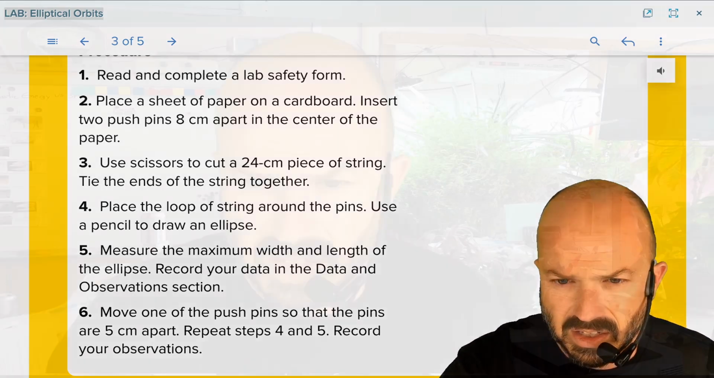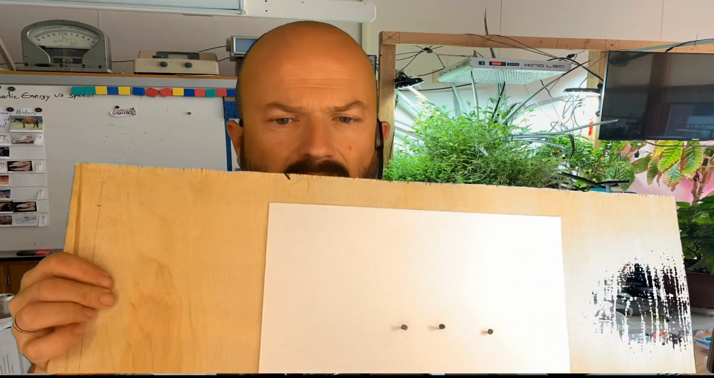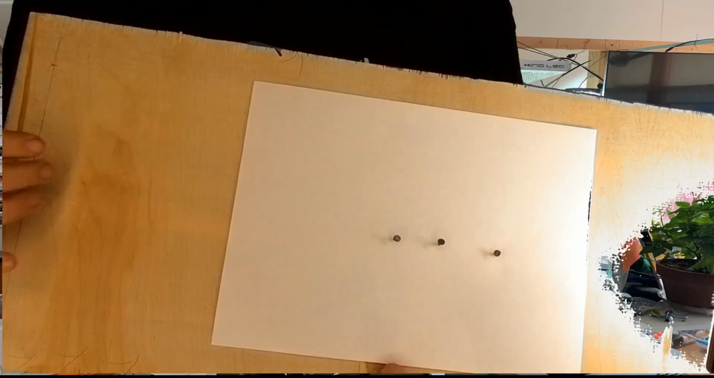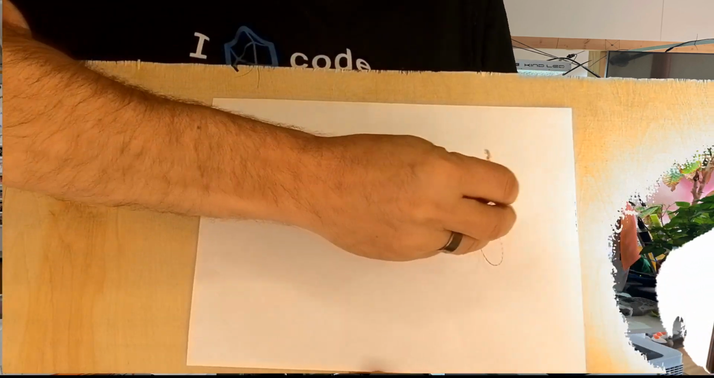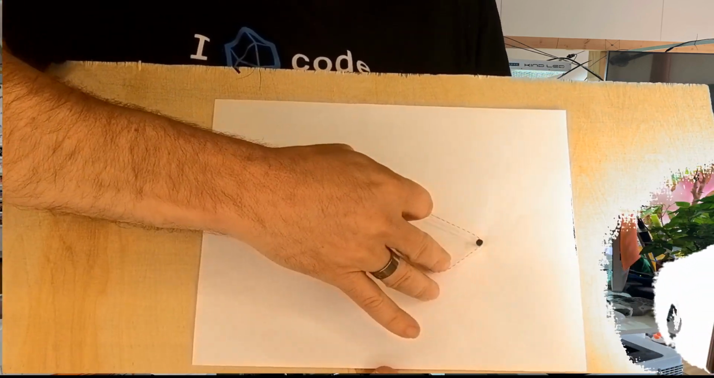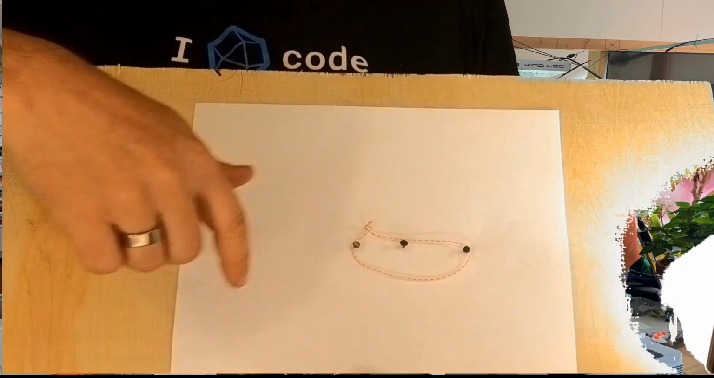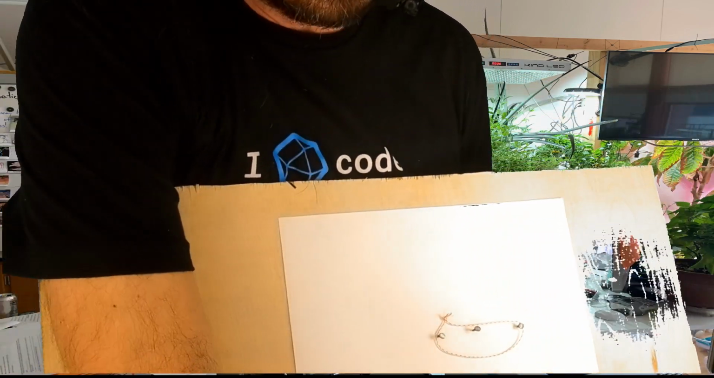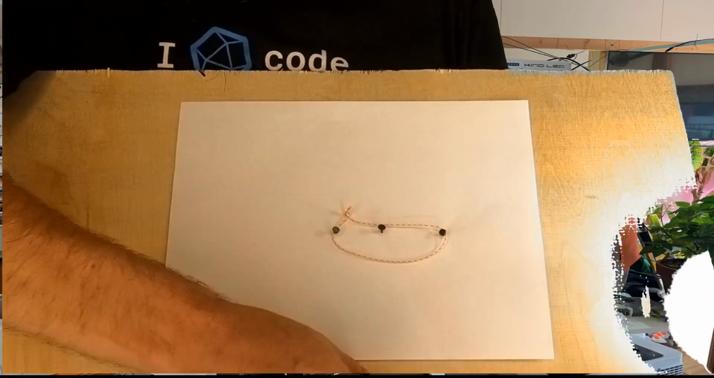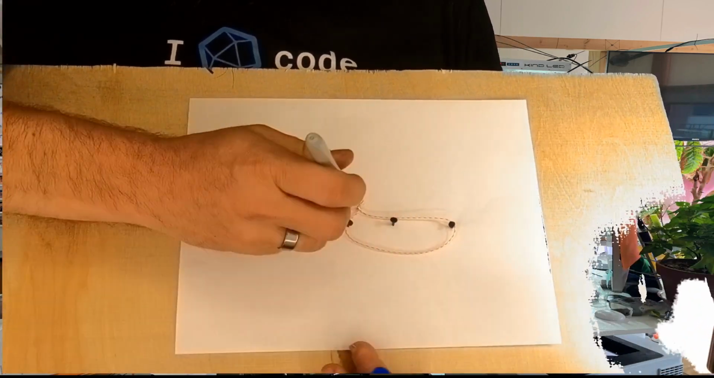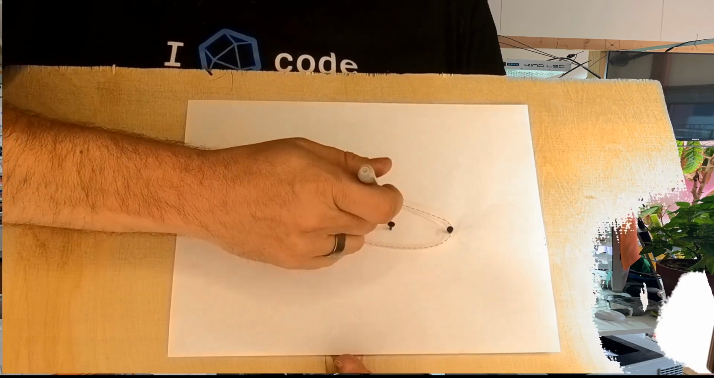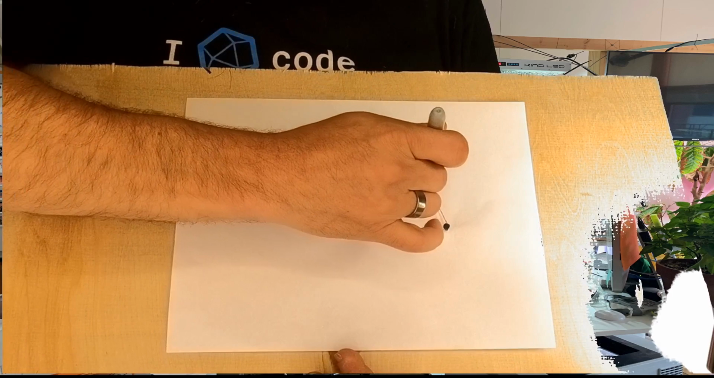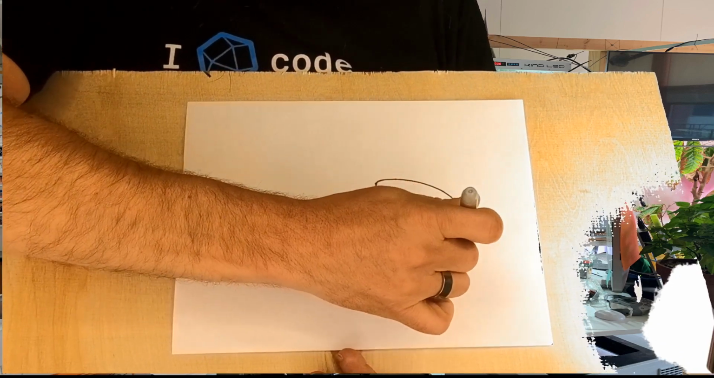Let's go to the classroom and look what we have here. I have a string here. It's 24 centimeters, and I'm going to put it on the two pegs that are 8 centimeters apart. Let's see what happens when we use a pen and we stretch the string out and we draw. There we go. What kind of shape do you think we're going to get?